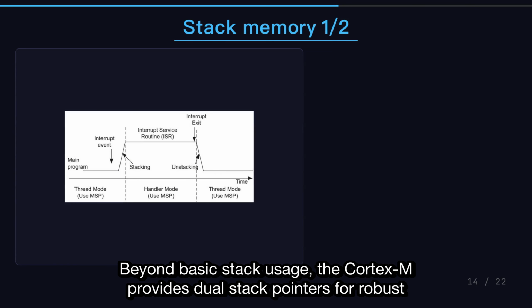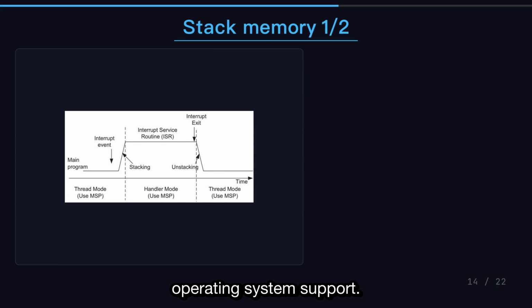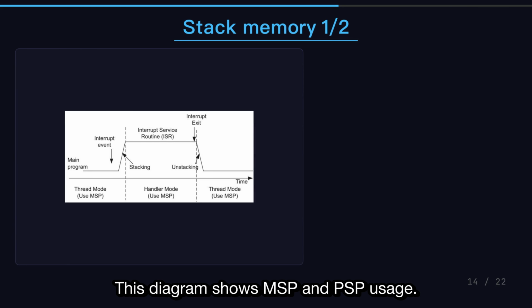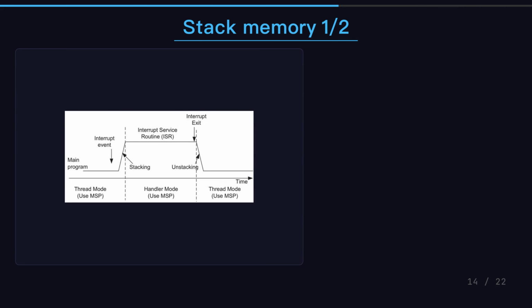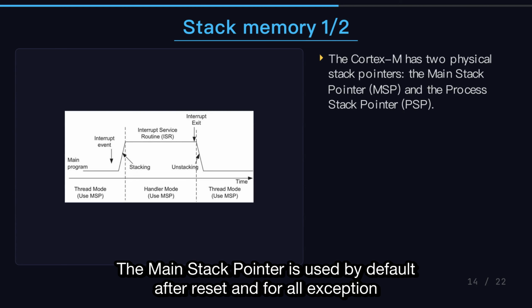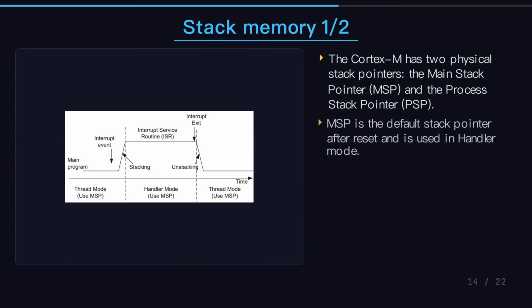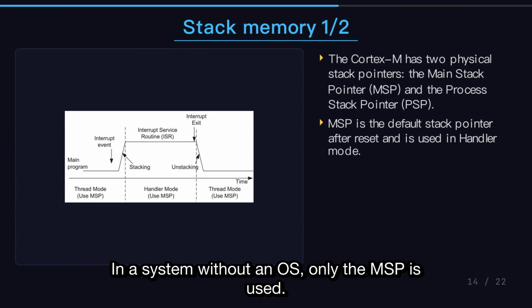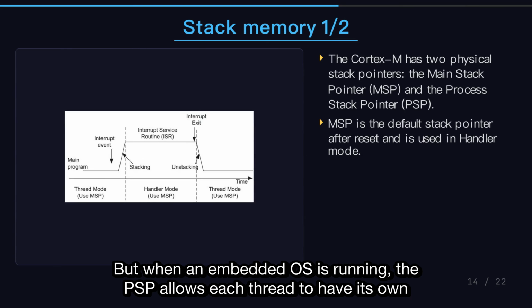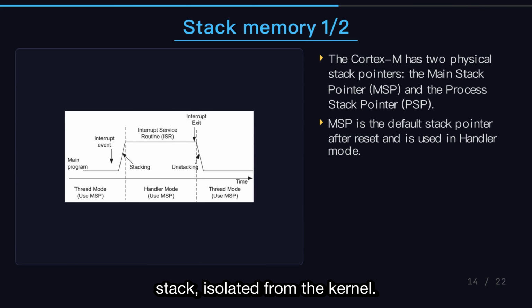Beyond basic stack usage, the Cortex M provides dual stack pointers for robust operating system support. This diagram shows MSP and PSP usage. The main stack pointer is used by default after reset and for all exception handlers. The process stack pointer is an alternate that can be used for application threads. In a system without an OS, only the MSP is used. But when an embedded OS is running, the PSP allows each thread to have its own stack, isolated from the kernel.